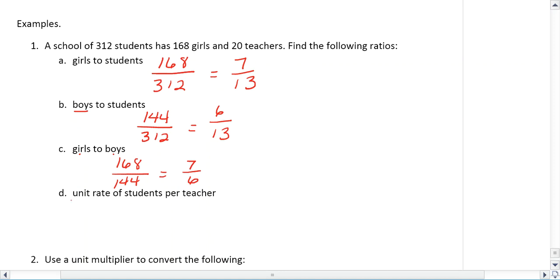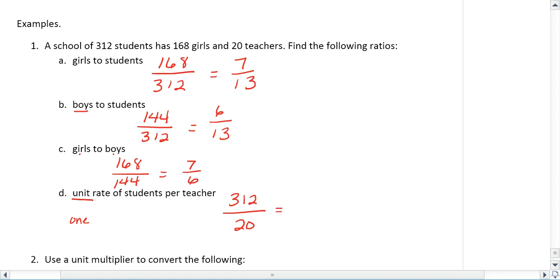Part D says find the unit rate of students per teacher. So when we see unit rate, we're thinking of 1. Okay, uno is Spanish for 1, so unit is 1. So we're going to have to do something to make sure our bottom number is 1. Well, students per teachers, we know there is 312 students and 20 teachers. Now this doesn't reduce down so that the bottom number is 1. So to make sure that happens, you need to divide.